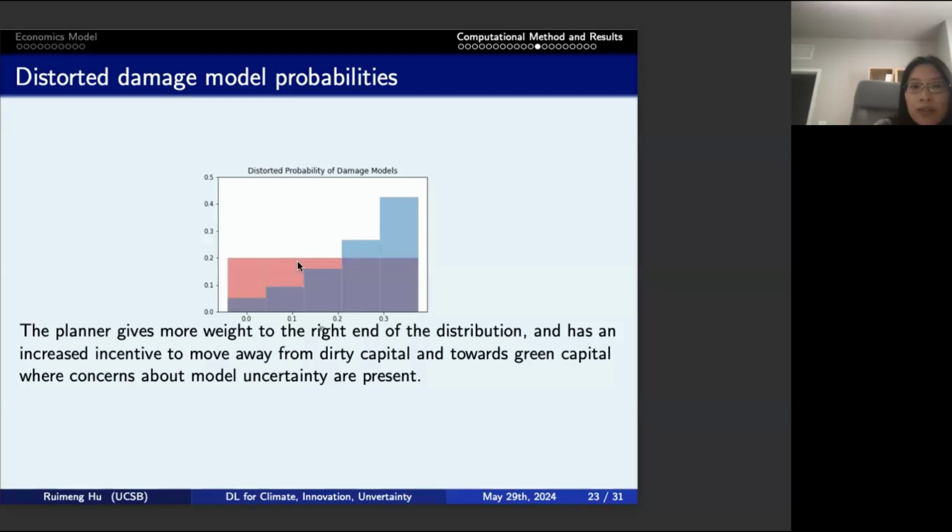And so for comparison purposes, we can see that the planner adjusted this probability to keep more weight on the right end of the distribution, where the implied level of the damage change, the damage jumps, are more severe. So it means that the planner has an increased incentive to move away from the dirty capital towards the green capital when they are concerned about the model uncertainty.